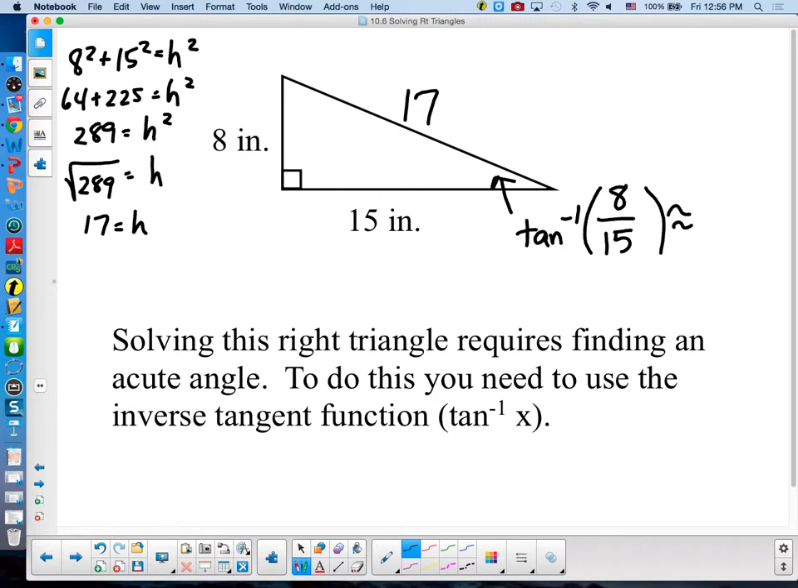You don't have to make it a decimal. I'm not sure if your book goes one decimal place on angles. I know our regular geometry does not. I think yours does. Yours says tenths on your angles. So 28.0 is, no, that would be 0.1. That'd be 28.1.